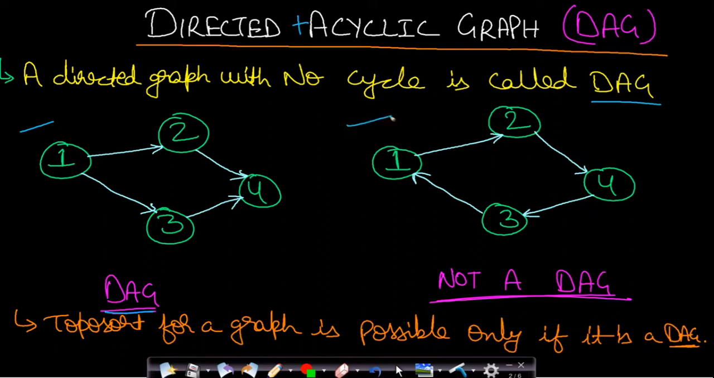In the second example, you can see that we again have those 4 vertices, but this time we have a cycle. So this will not be called an acyclic graph. This is a cyclic graph. Therefore, it cannot be called a DAG. Now, topo sort for a graph is only possible if your graph is a directed acyclic graph. Okay, so this point you must remember.